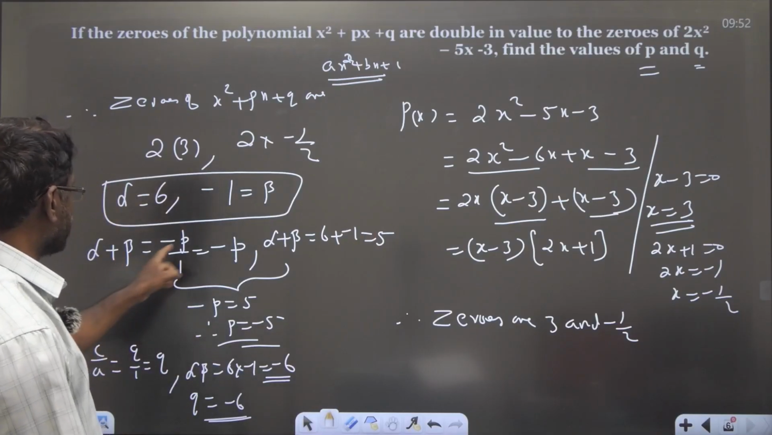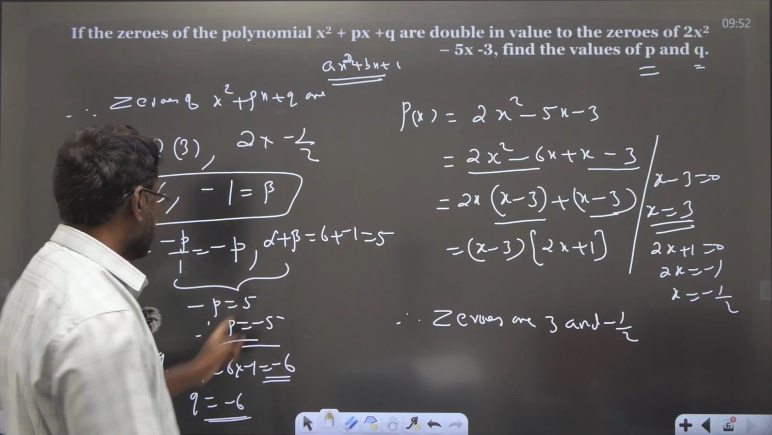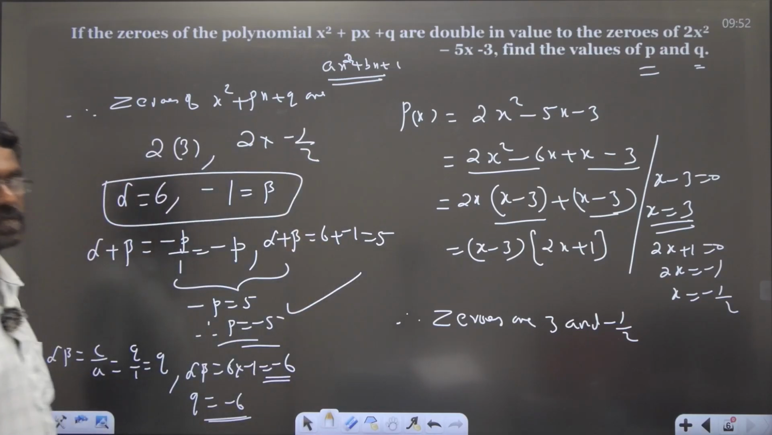That is alpha plus beta minus p. Minus p is equal to 5. Therefore, p is equal to minus 5.